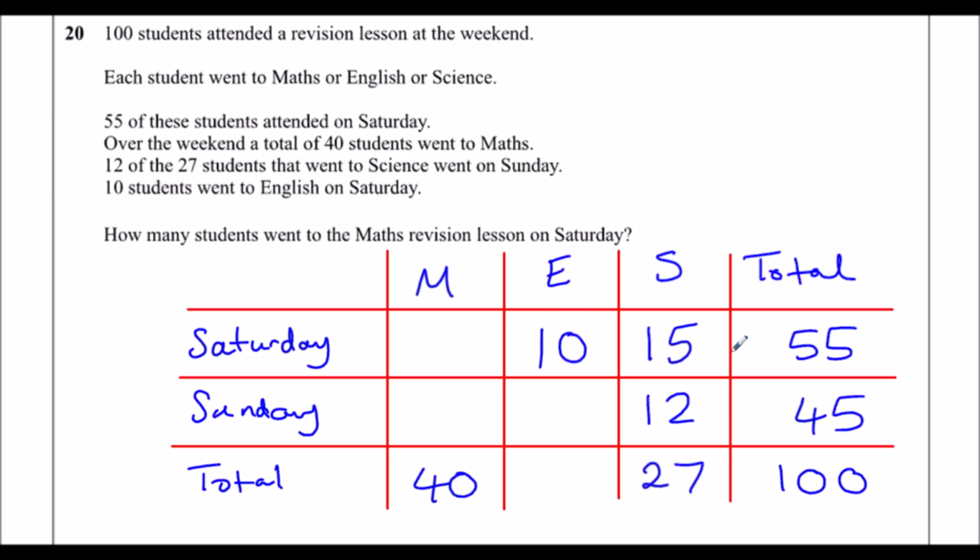So we'll just fill in the gaps now. So we've got 10 and 15 here, which is 25 on Saturday, but we need 55. So that's 30 more. In maths, we've got 30 on Saturday. We need 10 more to make 40 in total. And Sunday, we've got 10 and 12 at the moment, which is 22. So we need another 23. And 10 and 23 makes 33. How many students went to maths on Saturday? 30.